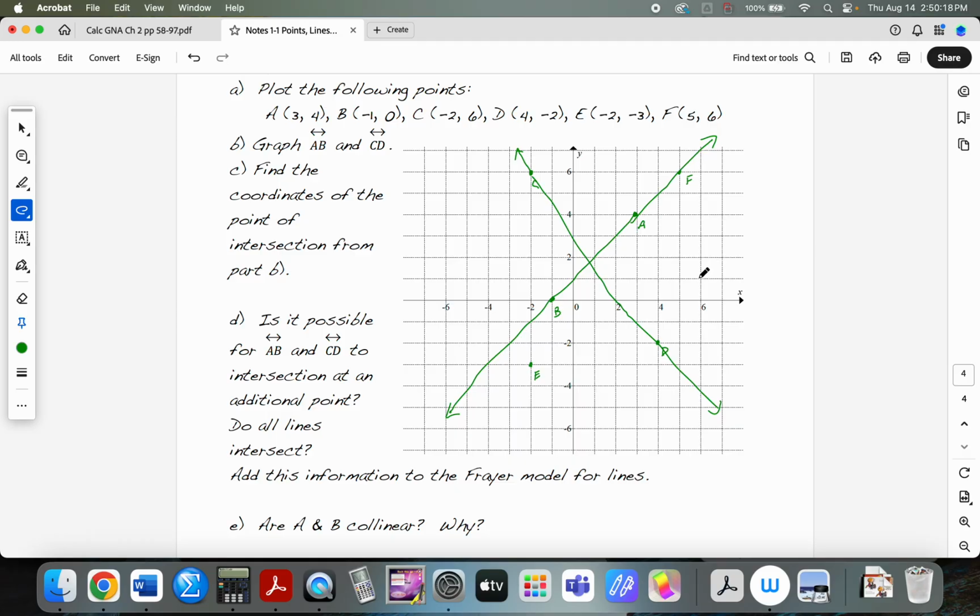Now, if you drew yours really carefully, mine's not great. The next question, it's important that these are pretty good. Like I said, mine's pretty bad actually. Find the coordinates of the intersection from part B. Where do these actually intersect if you do it carefully? Yeah, they actually intersect at 1, 2.